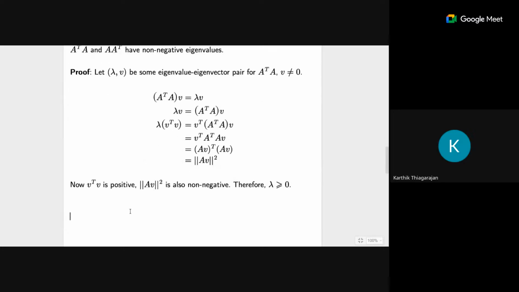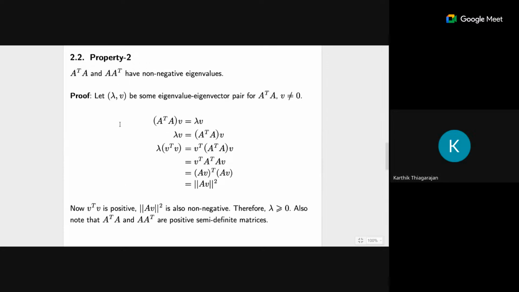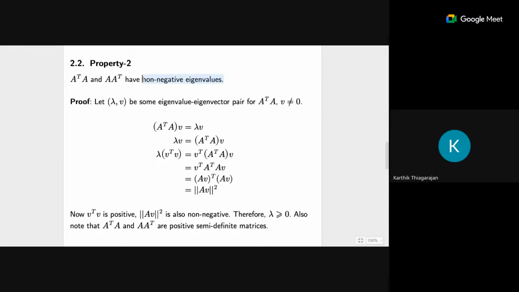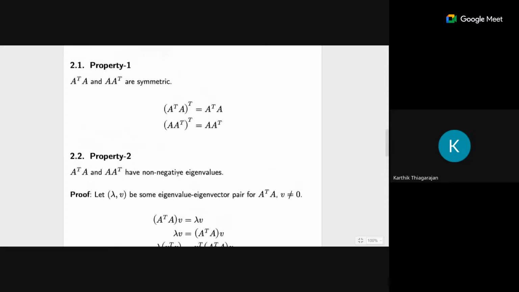Since we have done positive definiteness, also note that both A transpose A and A A transpose are what kind of matrices? They are positive semi-definite, because they have non-negative eigenvalues. That is one way of seeing it. Anyway, that is property 2. This is also needed.